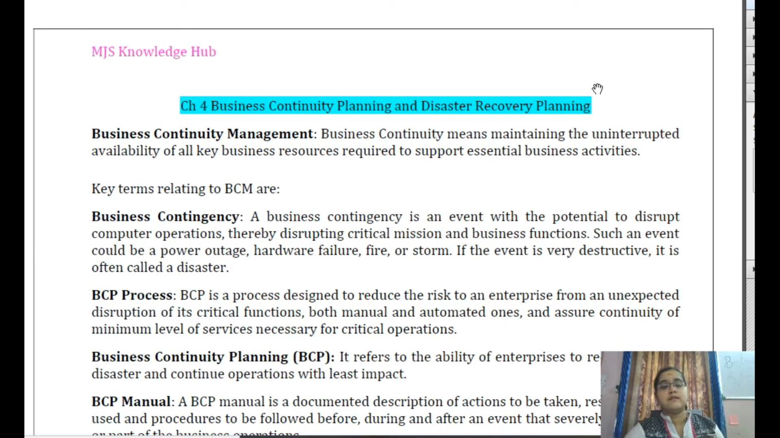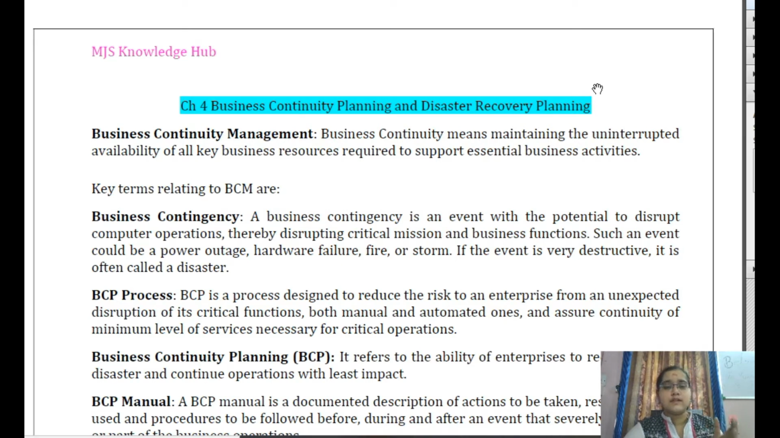Then, what is meant by the business continuity planning process? In order to withstand the contingency, we must take care of many different steps in the organization. The steps, or the plan to be taken if a disaster occurs, are described in the business continuity process. So, BCP is a process designed to reduce the risk to the enterprise from unexpected disruption of events which affect the critical functions. It can be both automated ones and even manual ones.